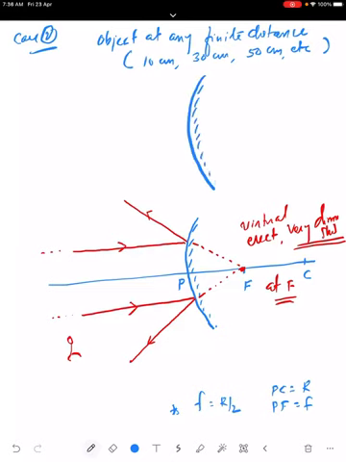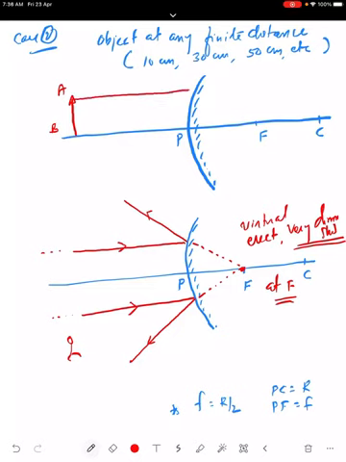So, this is your convex mirror. Pole, focus and C. Now, your object is here in front of the mirror. AB is your object in front of the mirror. First ray parallel to the principal axis. This is a ray parallel to the principal axis. After reflection, you know, it appears to come from the focus. So, this ray will be going in this way, coming in this way, retraces, and if you extend, you can see that it appears to come from here. This is the first ray.